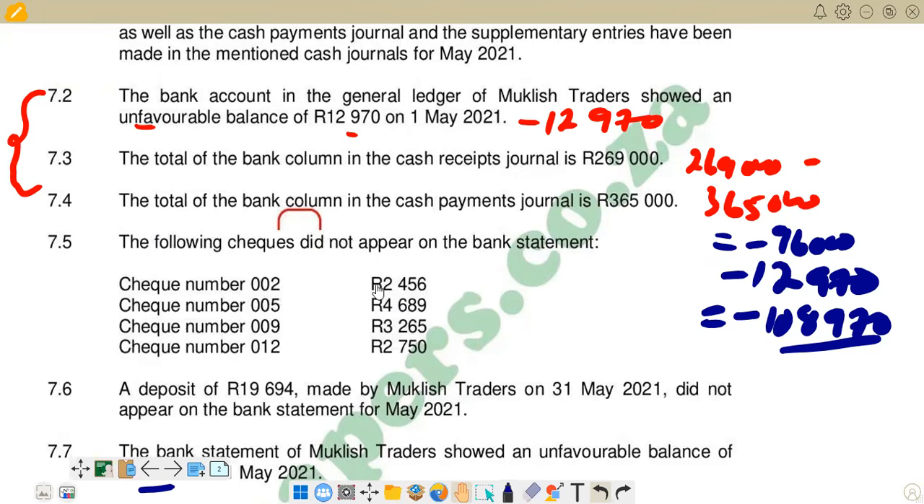So we are going to list these checks there on the debit side. We have got check number 002, 2,456. Then we have this one, check number 005, 4,689. Then we've got check number 009, which is 3,265. And then we have check number 012, which is 2,750. That's what we have.